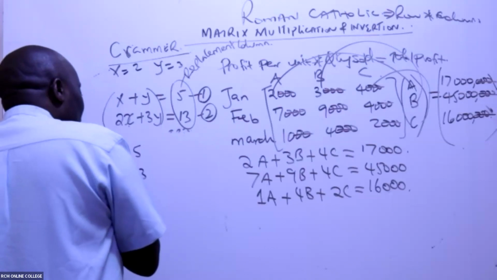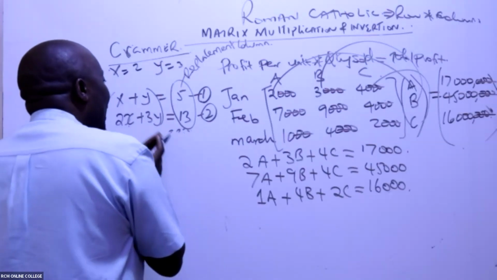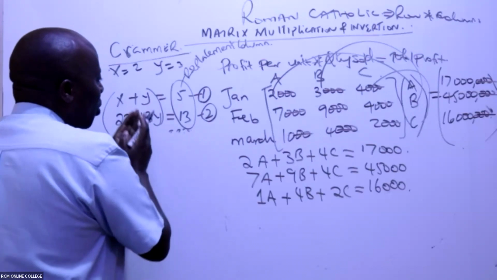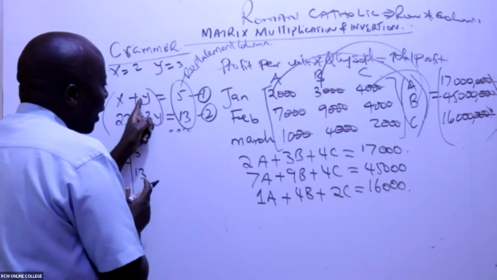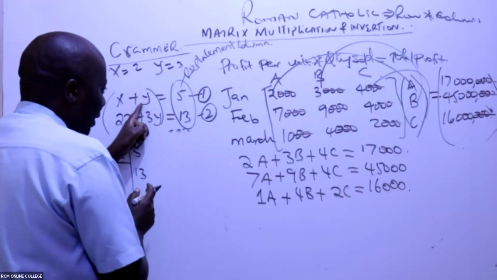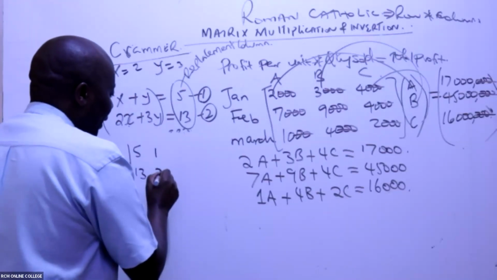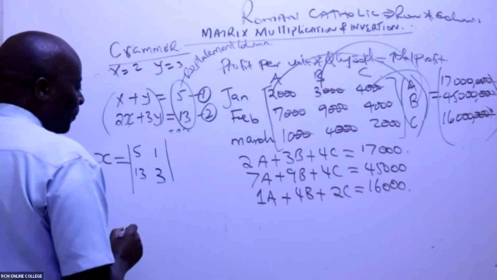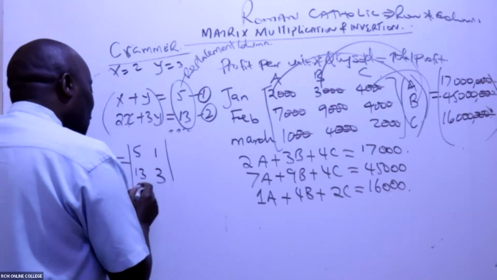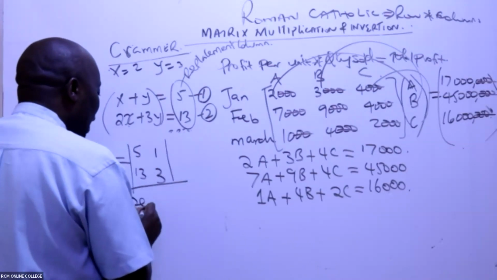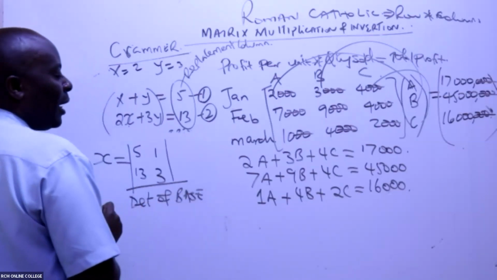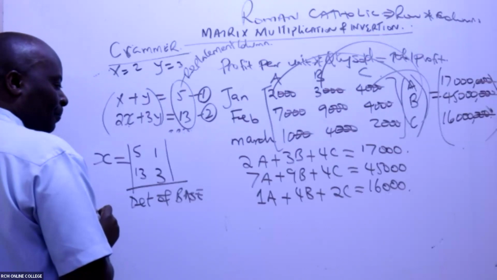If I'm getting x, then the column of y remains. The column of y, ladies and gentlemen, is 1 and 3. So you know here there is an implied 1. So you write here 1 and 3 like that. And if you want to get the value of x, you shall get the determinant of this divided by the determinant of the base.